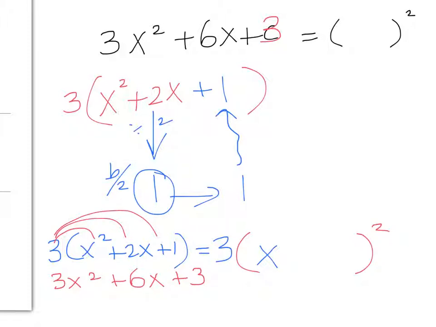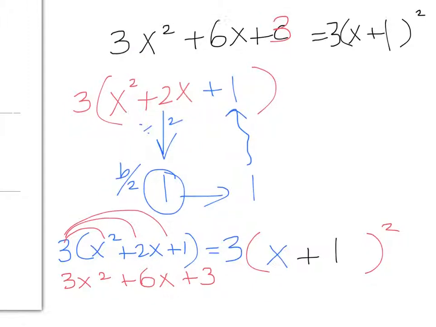So 2 divided by 2 is a 1, then the number that should go on the inside is x plus 1 to the second power. So this is how you change into a perfect square. So remember, it's the same steps, but you need to make sure that you factor the 3 out. A has always to be 1 for this to work.